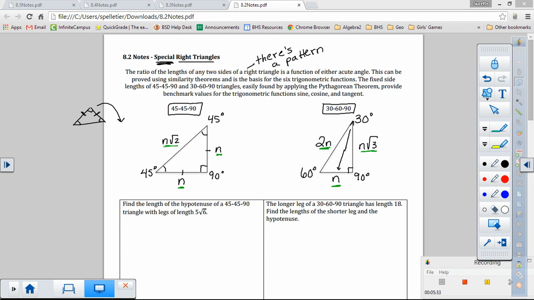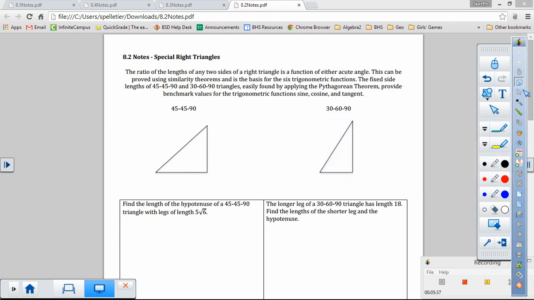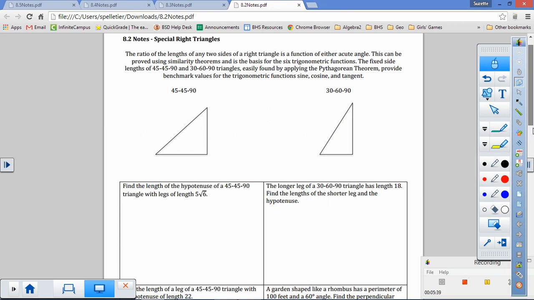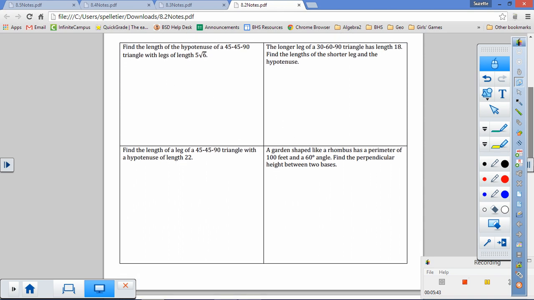So, I'm going to scroll the screen up, and we're going to work on just applying this to some triangles in these 4 examples in the boxes, okay? So let's start with this first one. Find the length of the hypotenuse of a 45, 45, 90 triangle with legs of length 5 square roots of 6. So the first thing you do is draw yourself a right triangle, and of course that's your 90.